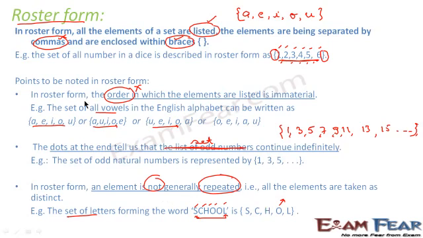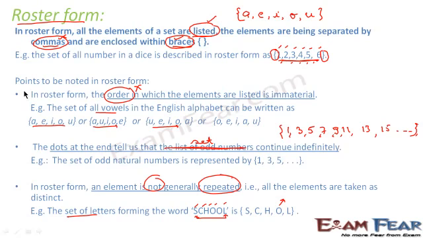Let me reiterate again because it's crucial. In roster form, all the elements are listed, separated by comma, enclosed within braces. For example, 1, 2, 3, 4, 5, 6, all separated by comma, enclosed by braces. This is the set describing all numbers in a die. Also, A, E, I, O, U, separated by comma, enclosed within braces, represents the set of all vowels in the English alphabet.